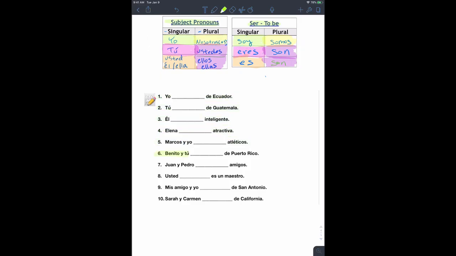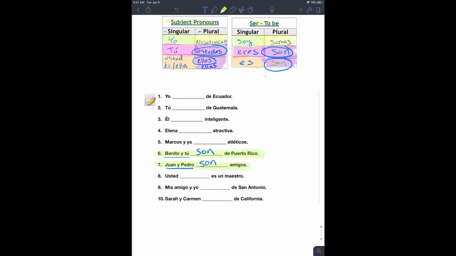Number 6, Benito y tú blank de Puerto Rico. Once again, the subject is Benito y tú, which is Benito and you. So we have to match it up, which is ustedes, and our verb is going to be son. So Benito y tú son de Puerto Rico. Number 7, Juan y Pedro blank amigos. Again, who are we talking about? Who's the sentence about? Juan y Pedro, which is them or they. And our verb is right there, which is son as well.